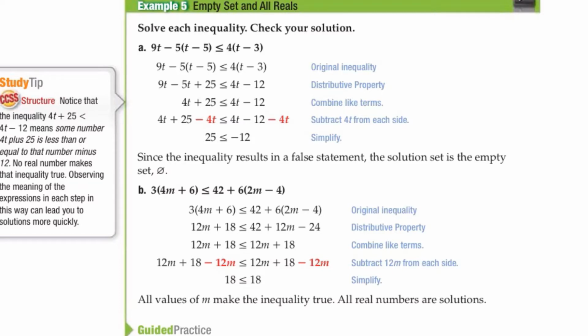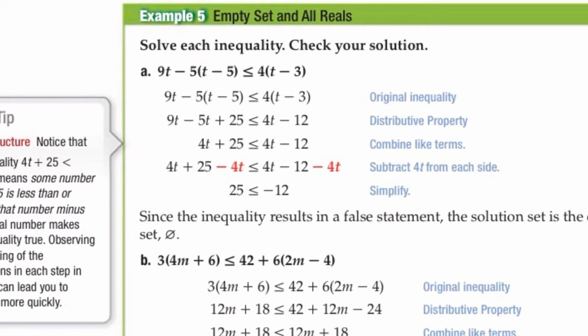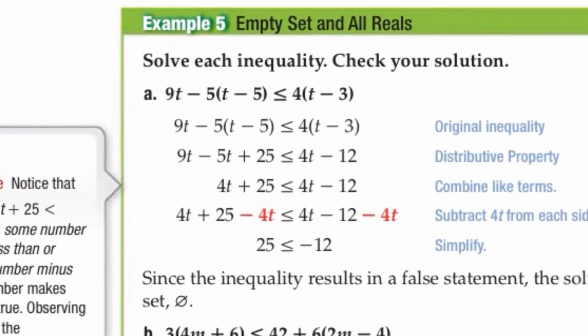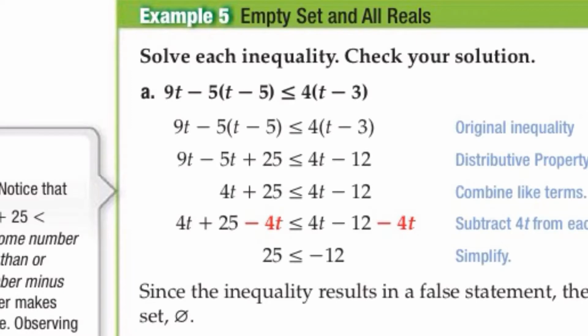Okay. So, what happens if I end up with a false statement? That means there's no solution. So, for example, look at this one. I'm going to do the distributive property. Sorry, hold on, I'm going to do it one line lower. Distributive property. So I get negative 5t. Okay, that's how this came. Negative 5 times negative 5 is positive 25, less than or equal to 4t. 4 times negative 3 is negative 12.